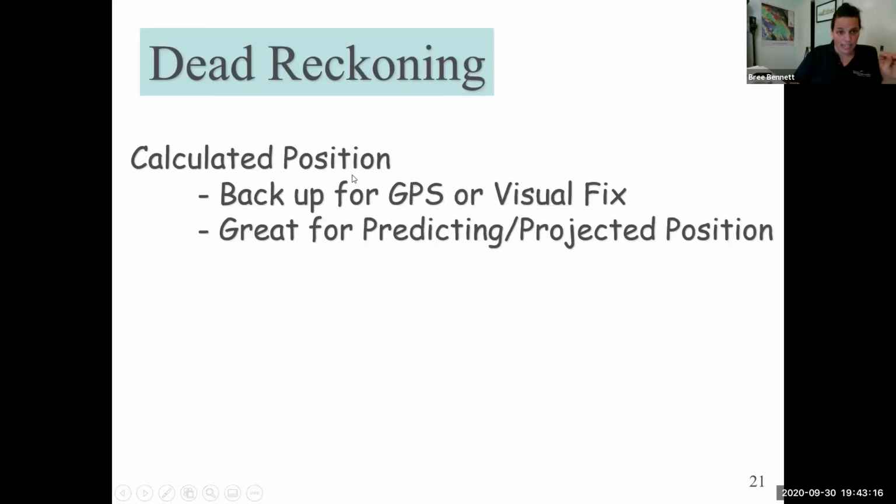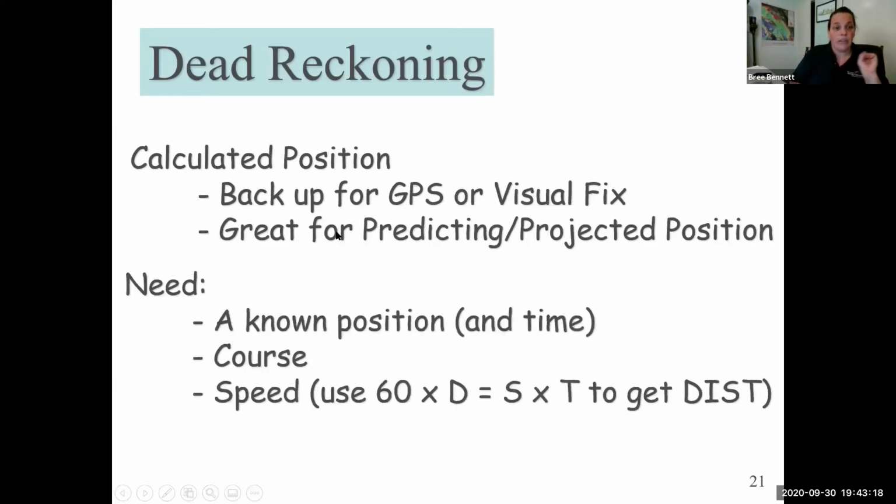But for dead reckoning, we need 3 things. We need a known position. We need a start point. So whether that's, hey, I left Newport, that's my start point like 5 hours ago, or my GPS just went out and I have a last position 30 minutes ago, and now I need to start DRing. Whatever it is, we need a known position to start with.